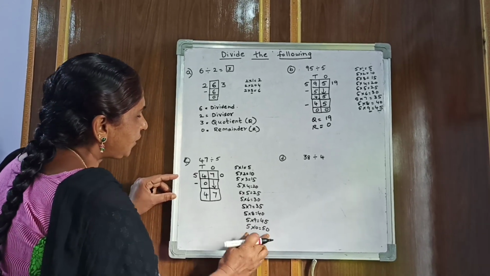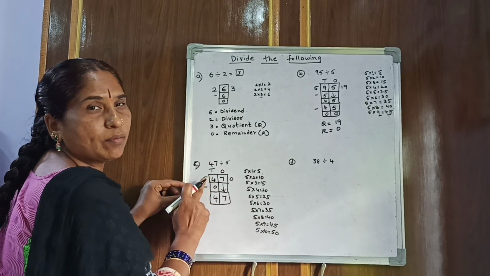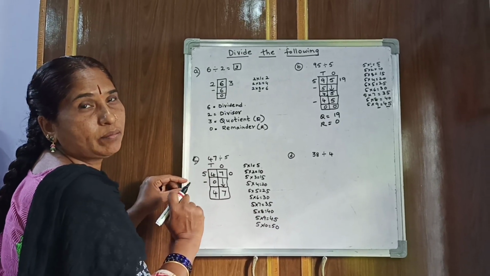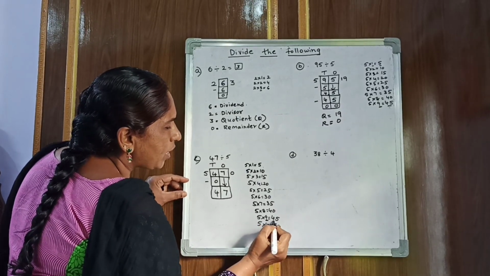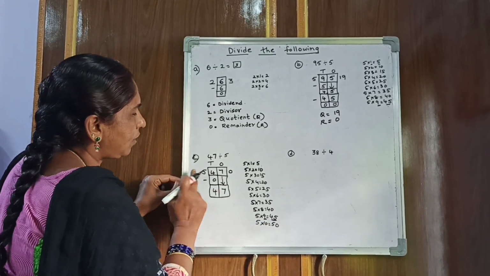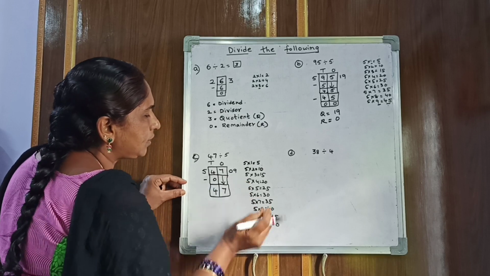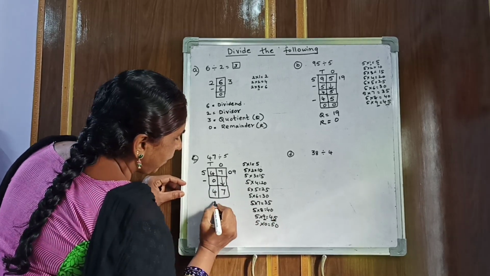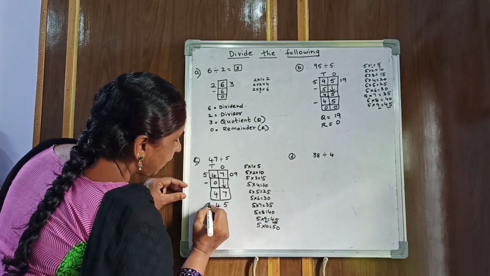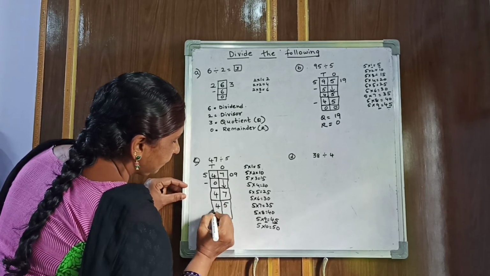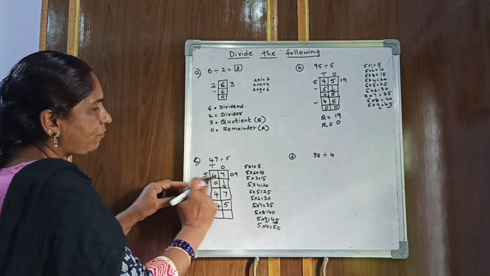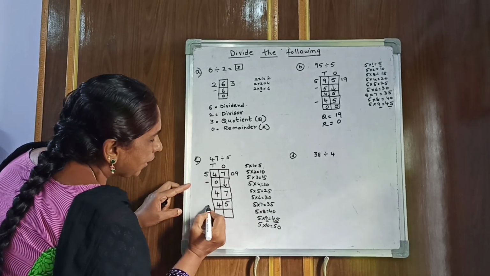See here, 5 tens are 50 means 50 is more than 47, bigger than 47. So you have to see the nearer number and smaller number. 5 nines are 45. Then after writing 5 nines are 45, then again what should you do?